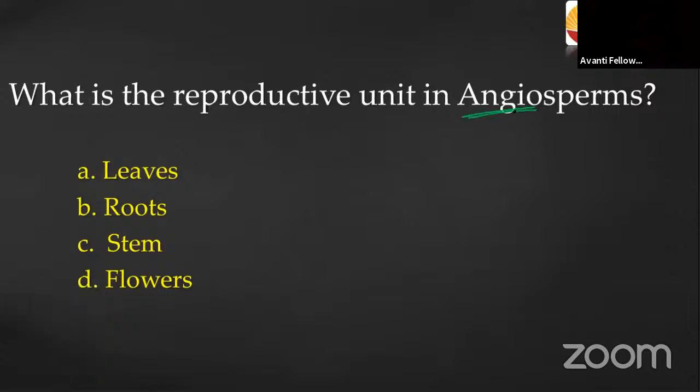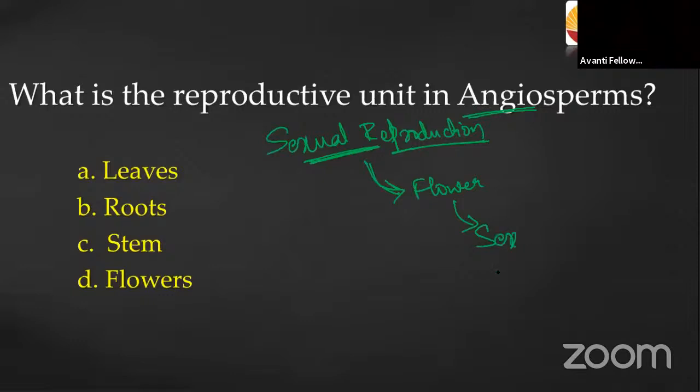So you know, right, in angiosperms sexual reproduction happens because angiosperms are the higher plants. Where does sexual reproduction happen? Yes, it happens in the flower. Flowers are called the sex units of angiosperms or plants. So what is inside flowers? Both the gynoecium, that is the female reproductive part, and the androecium, that is the male reproductive part. Hence the answer for this question is D.